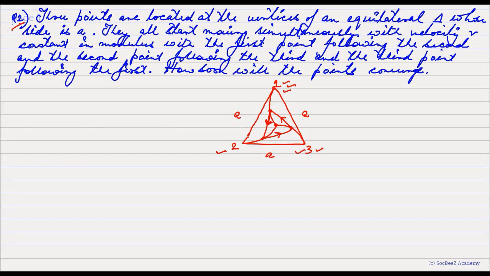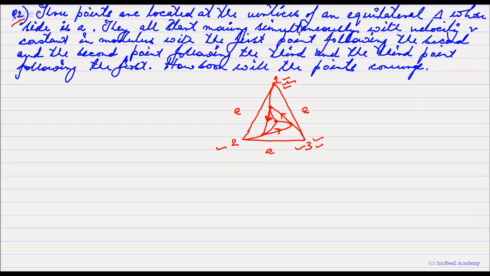Okay, now we have considered the first point and the third point. Let us find out the relative speed of the first point with respect to the third point. The first point is initially going to have a velocity of v towards the second point, and the third point is going to have an initial velocity of v towards the first point. This angle is nothing else but 60 degrees.